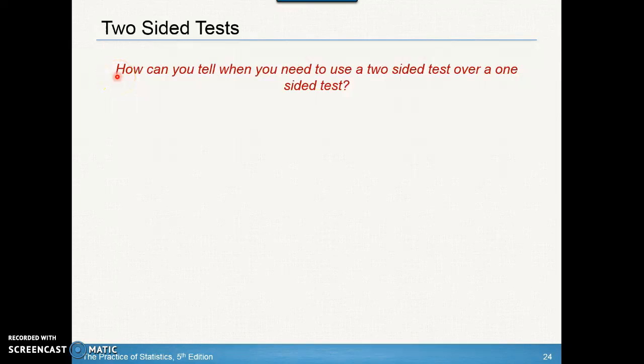Okay, so now that we've done a one-sided test and we've talked about a two-sided test, how do you know when you can use a two-sided test over a one-sided test? Honestly, it's just reading the question. You have to read the question very carefully.